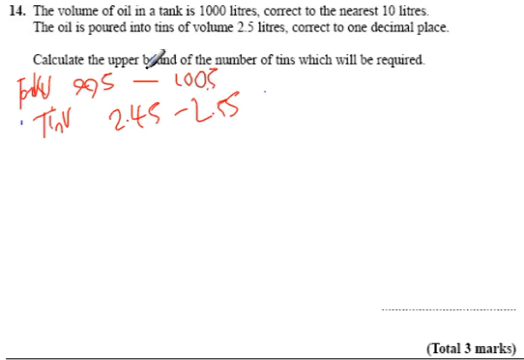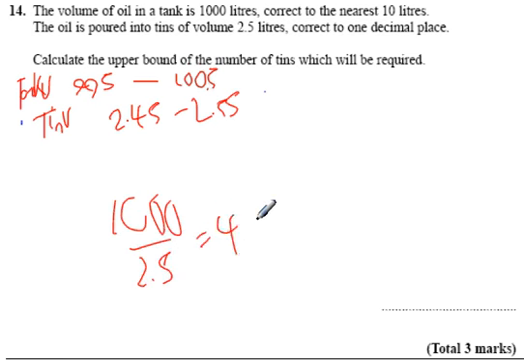But we want to know how many tins we might need to use in the worst possible scenario. So that would be if the tank had as much oil as it could possibly take, and the tins were as small as they could possibly be. Now, be careful here. It's the upper bound of the number of tins which were required. A lot of people would say that we work this out by doing 1,000 divided by 2.5. We get 400. And then, oh, what's the upper bound of 400? 405. That's completely the wrong way to go about this question.